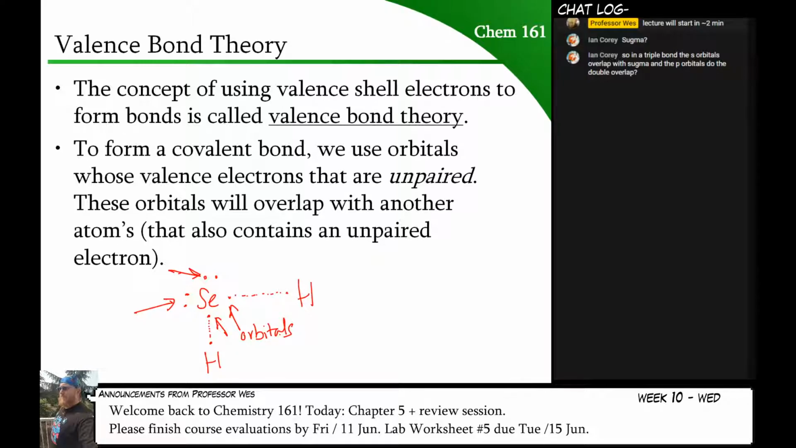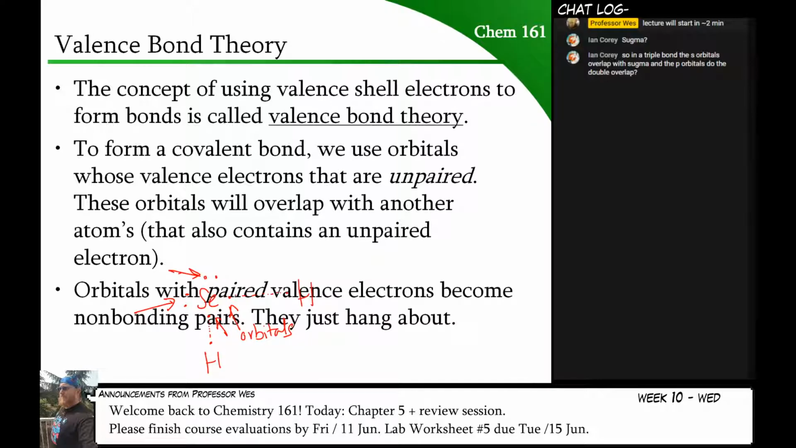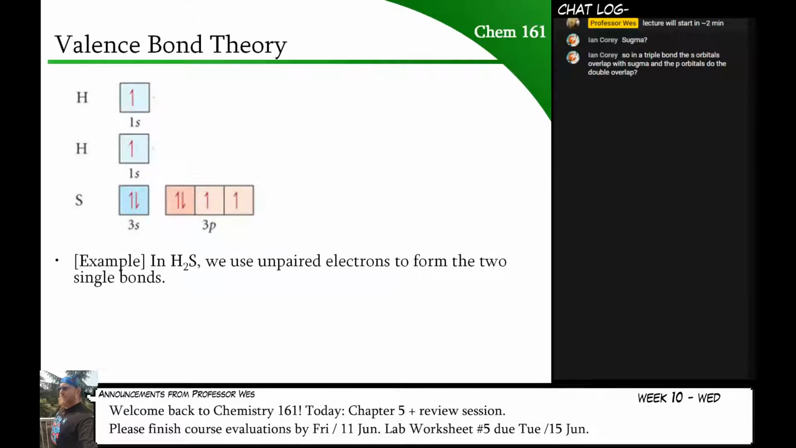So if we have unpaired electrons in our electron configuration diagram, we can see where those will end up. And this is actually really elegant. So I'm going to show you this for H2S. So here is H2S. Hydrogen only has a 1s electron.